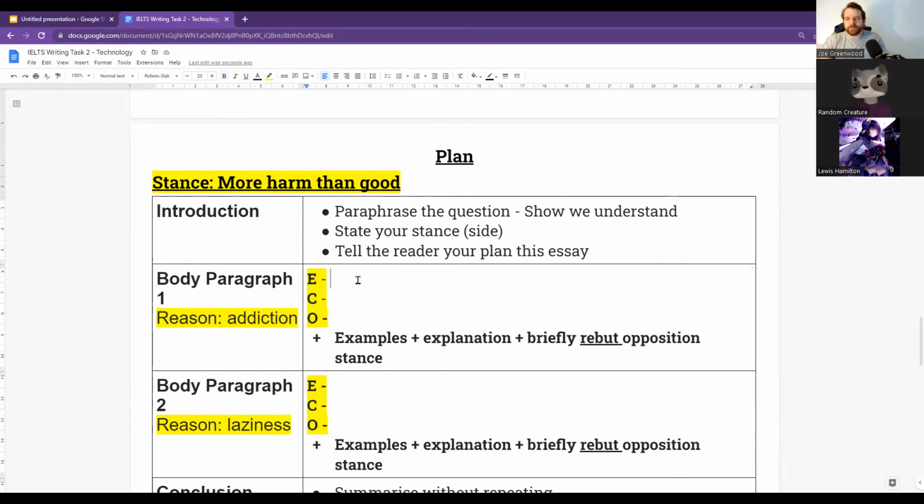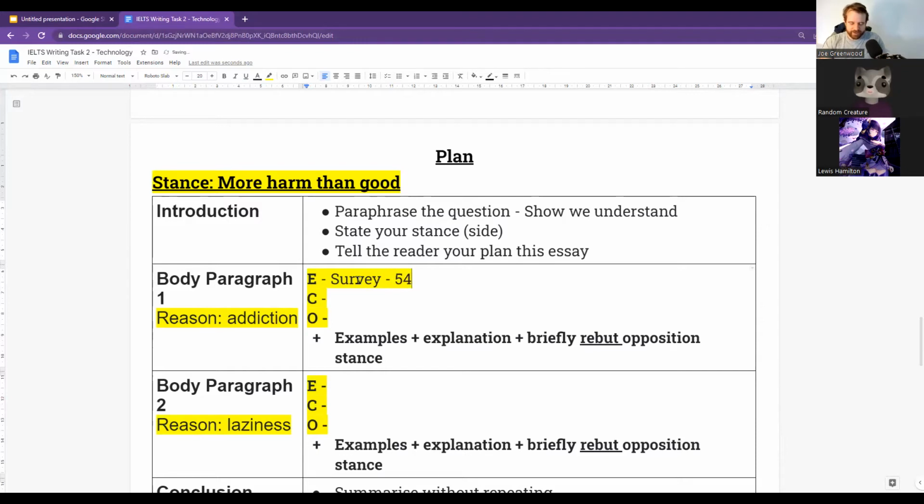Now, I'm going to make up a statistic about addiction, which sounds real. According to a survey, I'm going to say, what percentage of people have suffered from addiction to technology? Should we choose a number? Should we say 50? 20%?